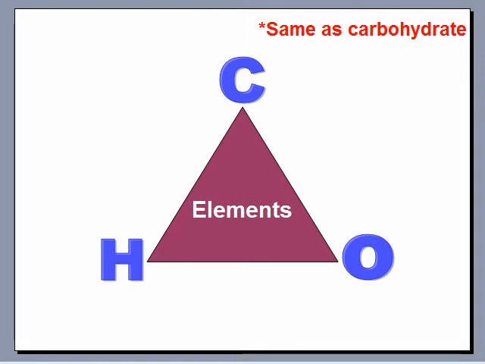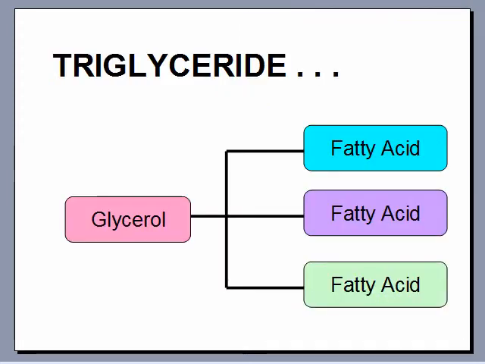If you remember the topic carbohydrate, you will notice that fats and carbohydrates are made up of the same three elements, and they are carbon, hydrogen, and oxygen. The simplest unit for carbohydrate is glucose. However, the simplest unit for fats are triglycerides. A triglyceride molecule is made up of 1 unit of glycerol and 3 units of fatty acids.